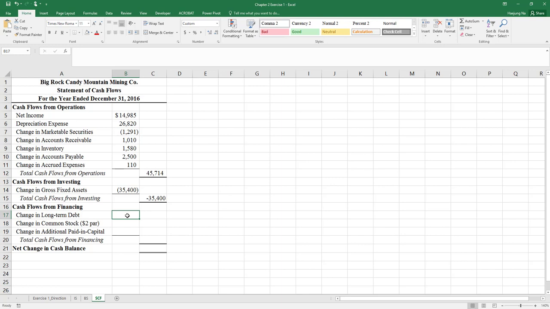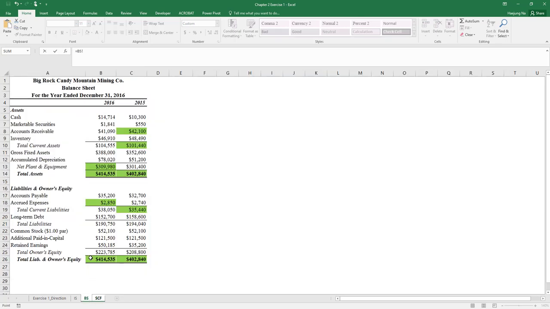The third category would be cash flows from financing, right? So change in long-term debt, change in common stock, and additional paid-in capital. These are all long-term debt and also equity items. And they are all on the right-hand side. An increase in debt or equity, that means more cash flows from your shareholders and creditors, right? So proportional relationship. So go to the balance sheet, find long-term debt, ending value minus beginning value, say okay.